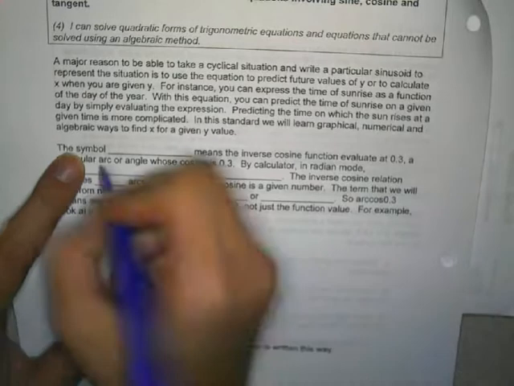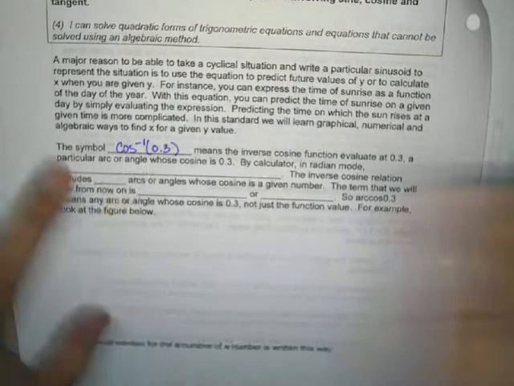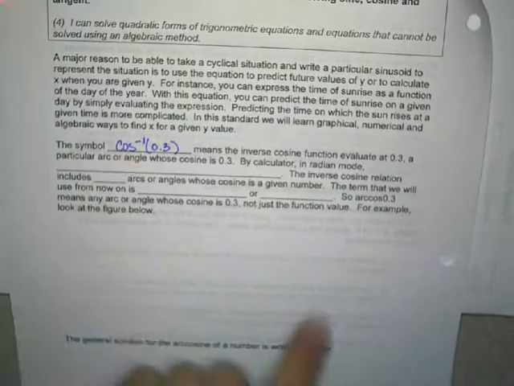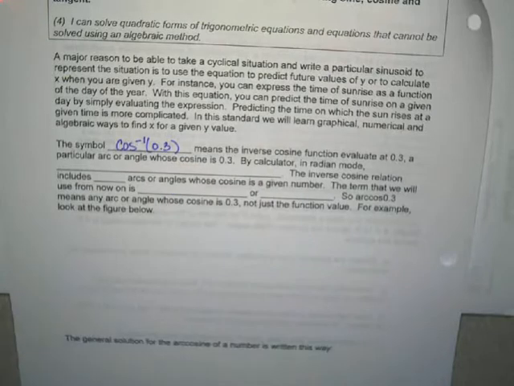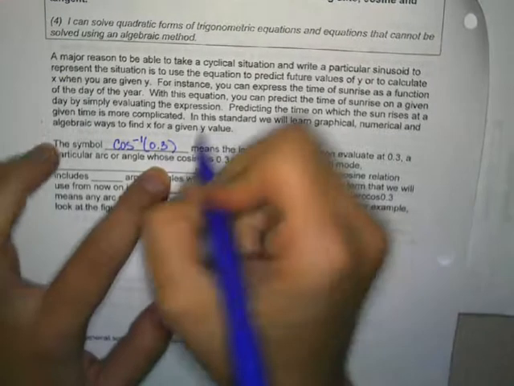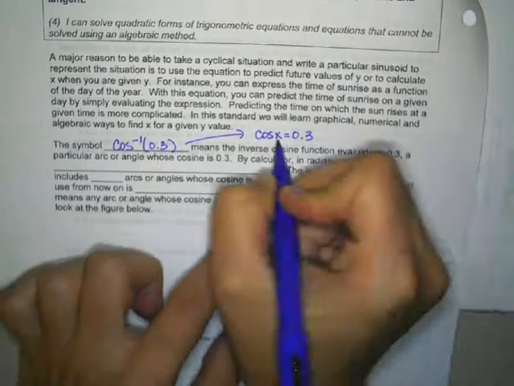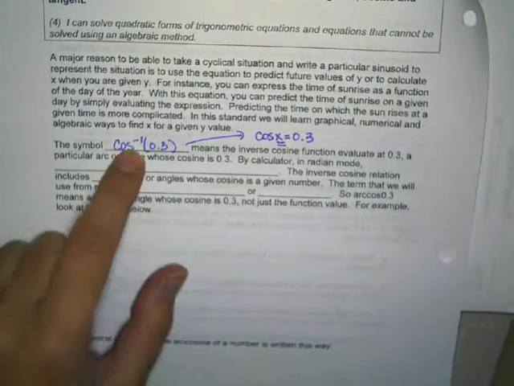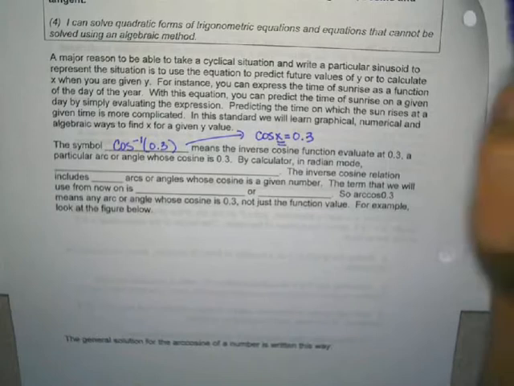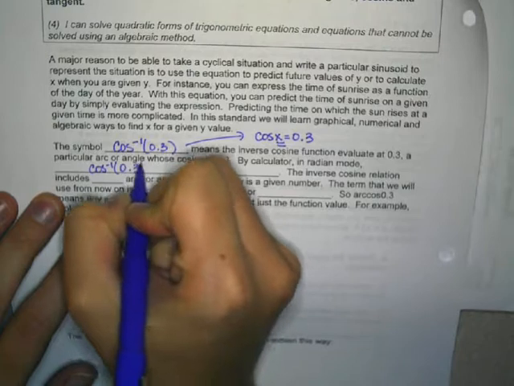Alright, when you see the symbol cosine to the negative 1 of 0.3, we've talked about inverse functions, but what that notation means is the inverse cosine evaluated at 0.3, meaning an angle whose cosine is 0.3. Normally this comes from an expression that looks like this. So we're looking for an angle whose cosine is 0.3. That's the way we would write it in order to find that angle. By calculator, in radian mode, if you punch in the inverse cosine of 0.3, you end up getting 1.266.